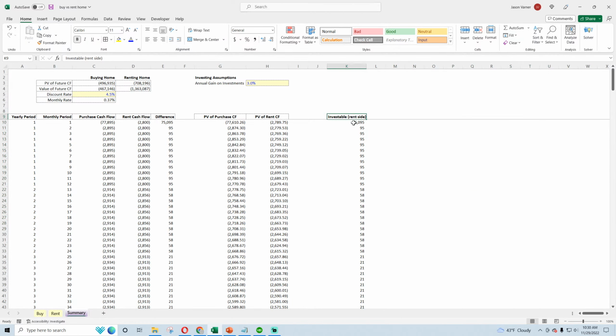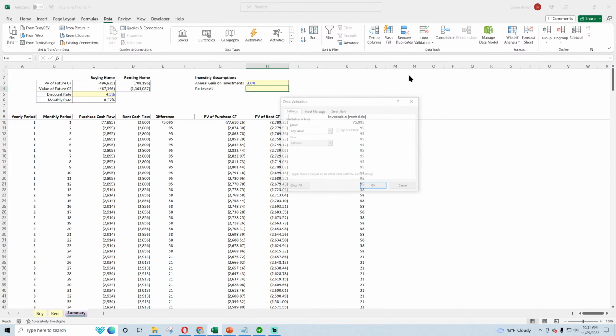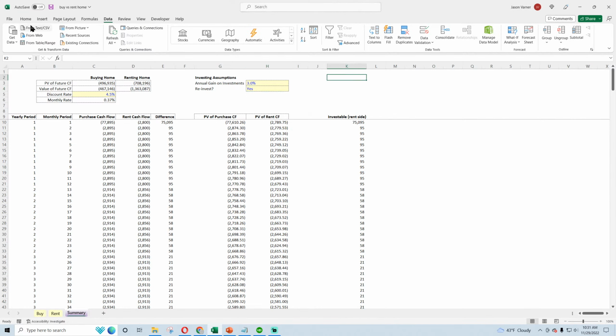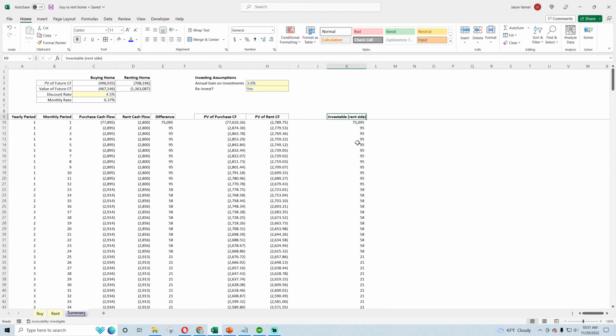We have investment amount, and we're going to say reinvest, yes or no. Now, this should be enough assumptions to get everything we want built. Do this little data validation. So we have investable side. If you're renting, this is how much you have available. We have gain. And remember, this is annual.